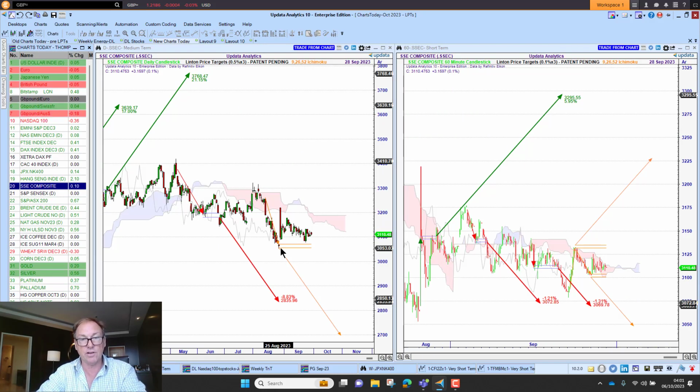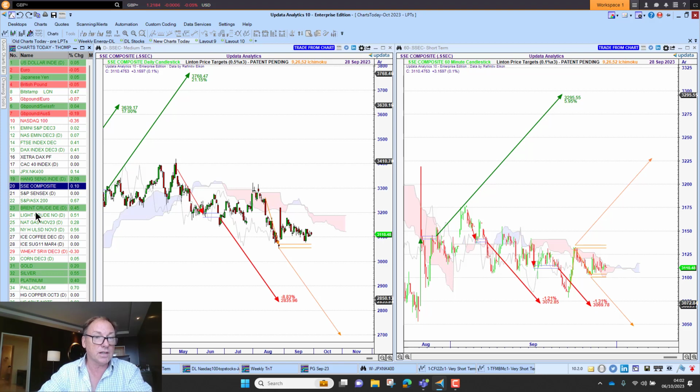Downside targets, waiting for a new activated downside target on the daily chart. And on the 60-minute chart, we see how these targets have really played through. That target that was given was not really activated, and we've got another target here not yet activated, so it's all about the downside there of the Chinese market.